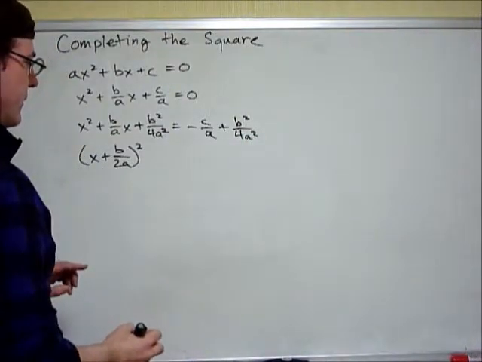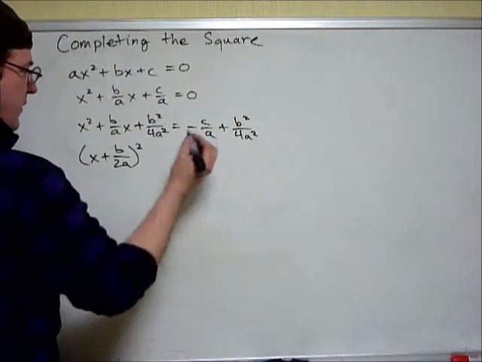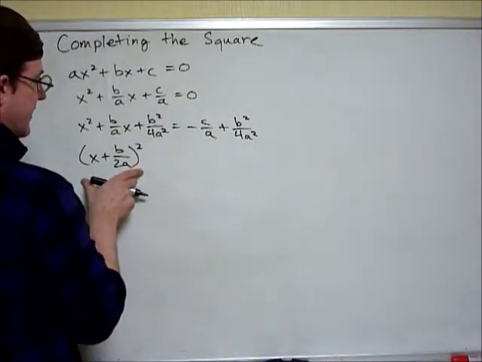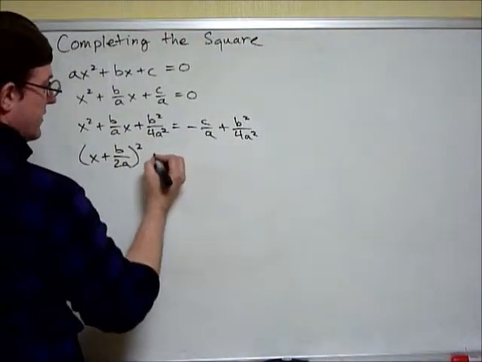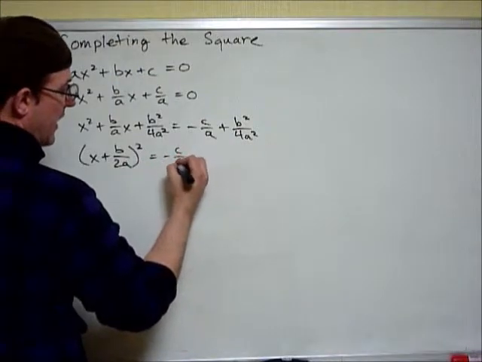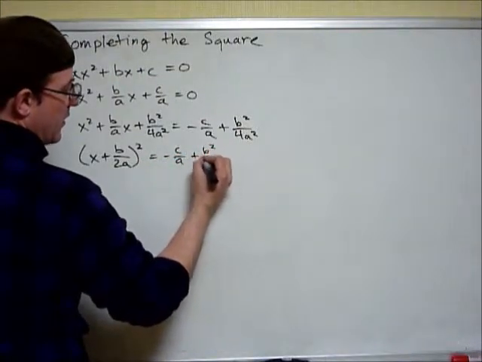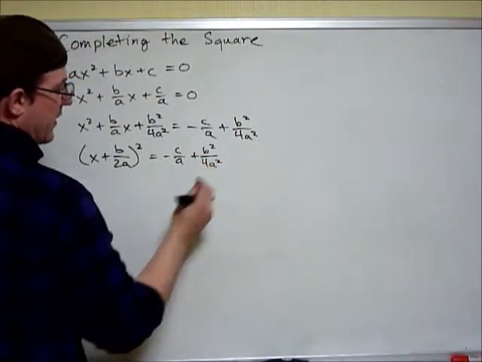And I might as well just bring that down then, because this is equal to this, right? So equals negative c over a plus b squared over 4a squared.